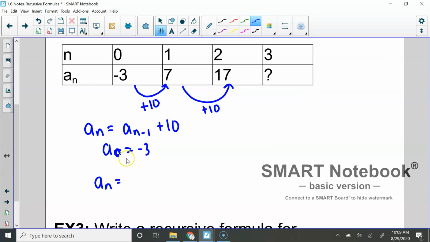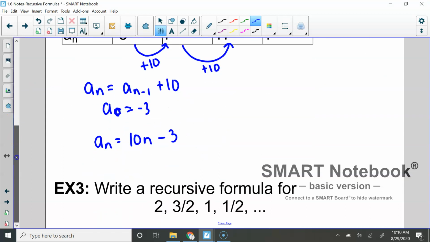But for this, if I want to know the 7th term, I just want to be able to plug in 7. So notice we're increasing by 10 every time we increase our n by 1. So the slope of this line would be 10. So we'd have 10n minus 3. So that amount that you're adding right here is your slope, and then the a sub 0 is your y-intercept. That's your minus 3. So that's what we would have for this one.